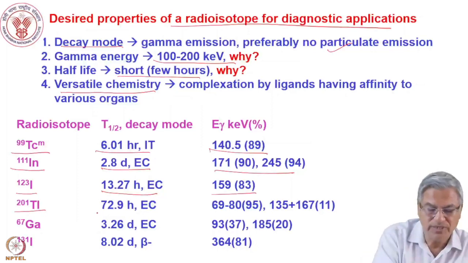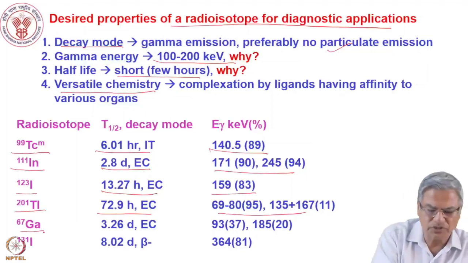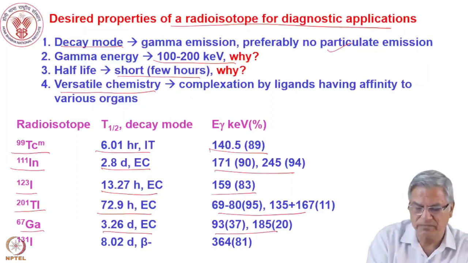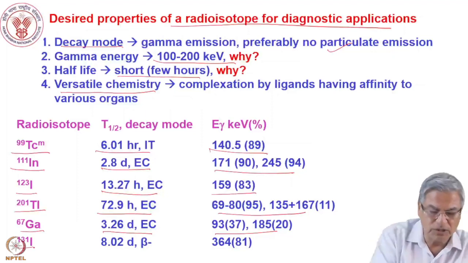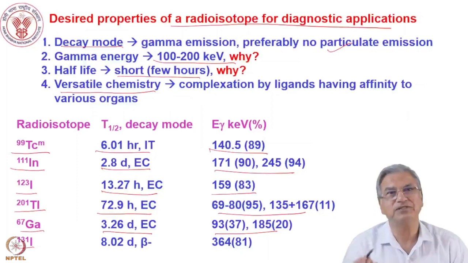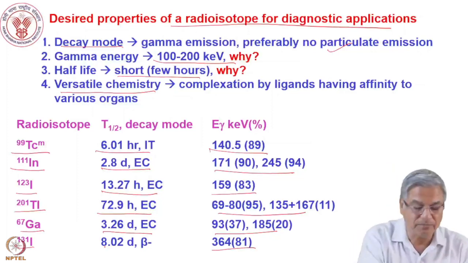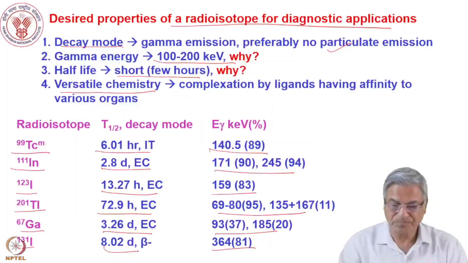Thallium-201, you can see half-life and gamma energies are quite good. Gallium-67, 3.26 days, and good. And iodine-131, though the half-life is long, you will find in many applications it is very, very useful, because it can be used in both diagnosis and therapy. It has the gamma ray energy, it has the particulate emission option.